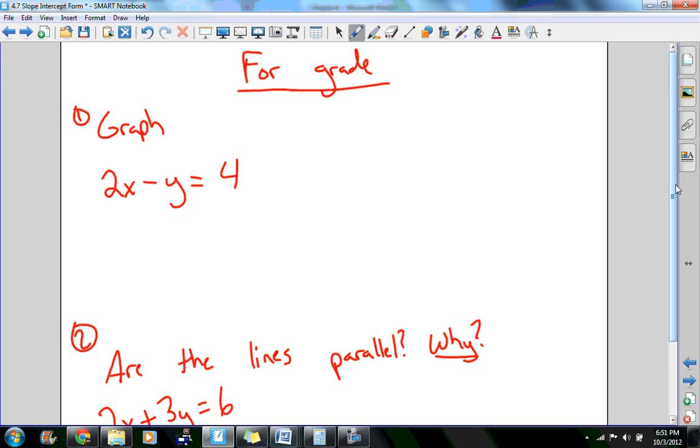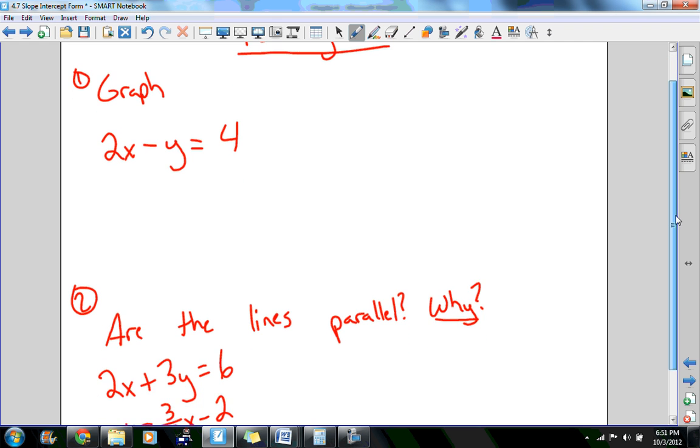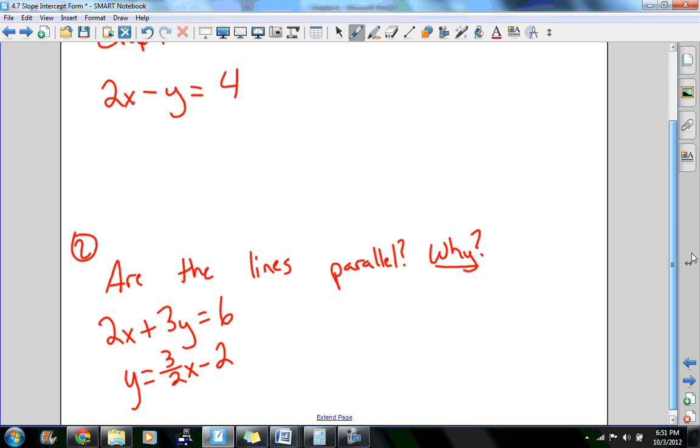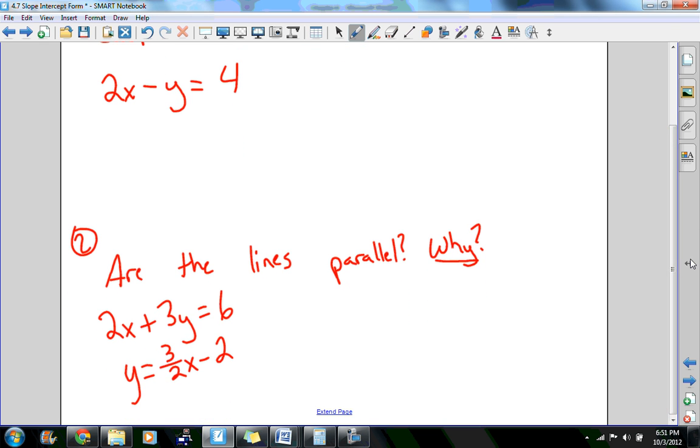Alrighty, tomorrow for a grade, or if you're watching this video in class, I would like you to do these two problems. I would like you to graph the top one, and I would like you to tell me if the bottom lines are parallel and why. And that's for a grade. See you tomorrow.